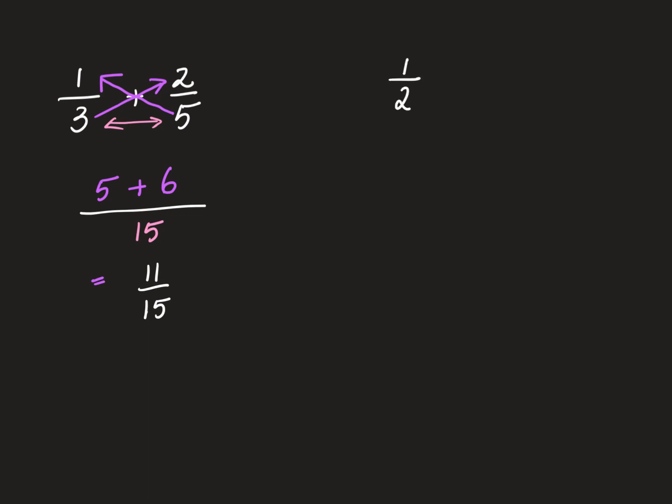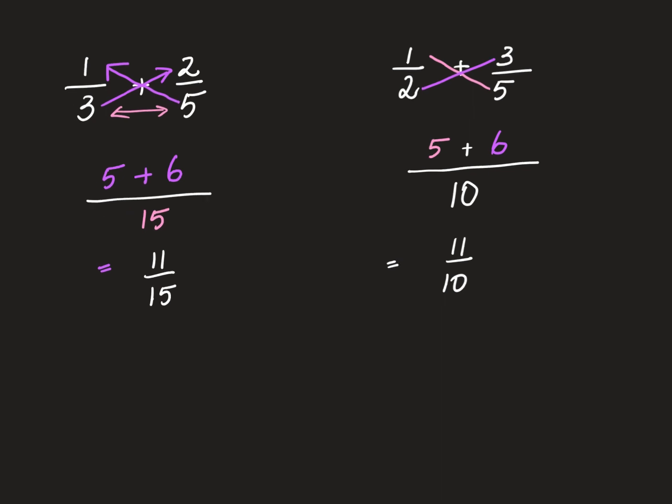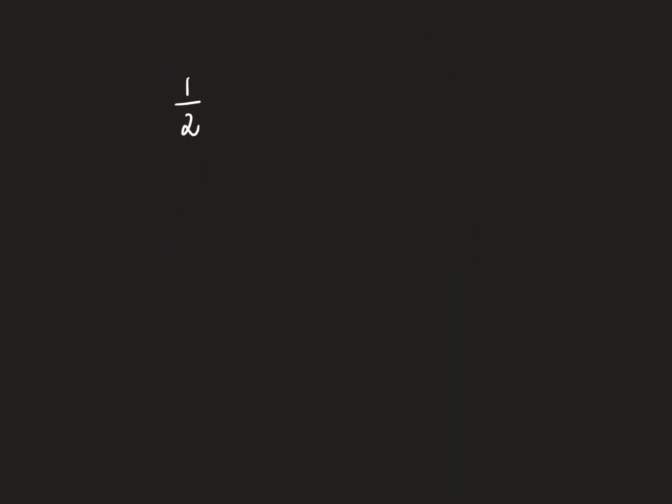Let's try 1/2 plus 3/5. What do we say? What's our new denominator? 2 times 5. 2 times 5 is 10. That goes there. Then what do I do next? I say these two multiplied together, 5 times 1 is 5. These two multiplied together, 2 times 3 is 6. Add them up, 11 over 10. How about you have a go at these three? Press pause on the video.